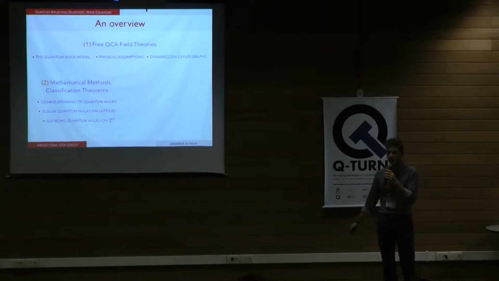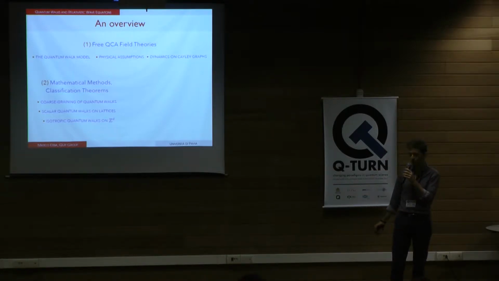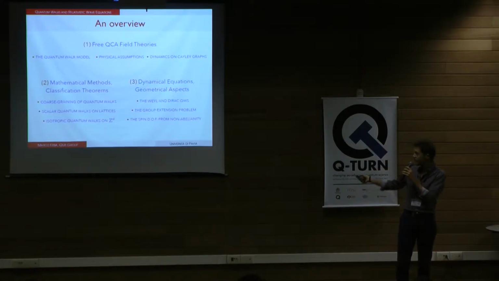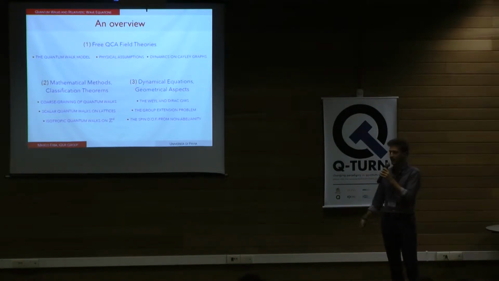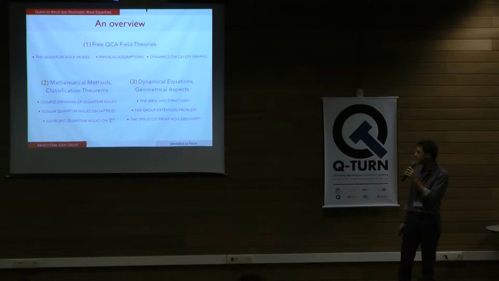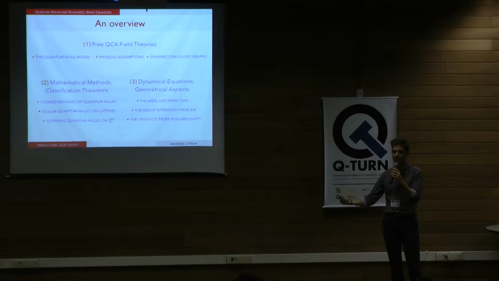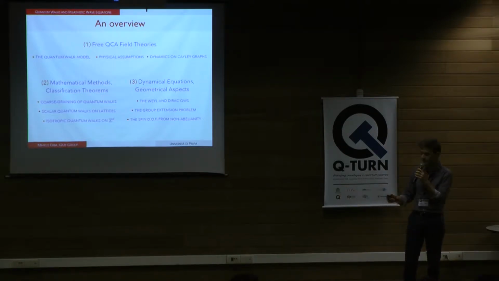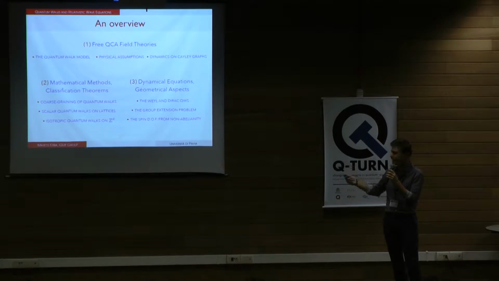Some classification results relevant to the isotropic case of quantum walks on lattices. And then as a final part, I will move to the actual derivation and presentation of the Weyl-Dirac quantum walks, giving the Weyl-Dirac dynamics in some regime in this kind of context. And then also closing the talk with presenting some problems, such as the group extension problem related to the geometrical aspects of this theory and of the study of these kinds of graphs, and also the emergence of the spin degree of freedom from non-abelianity in the general case of groups different from Z^d.